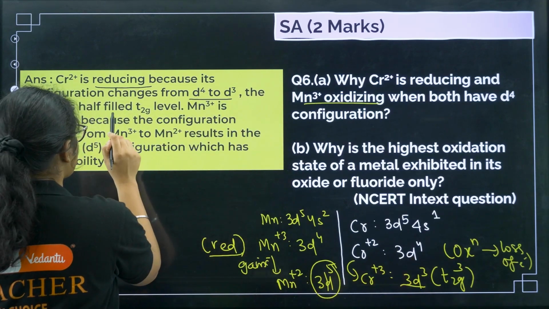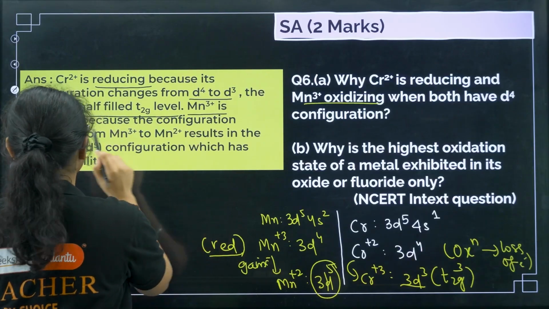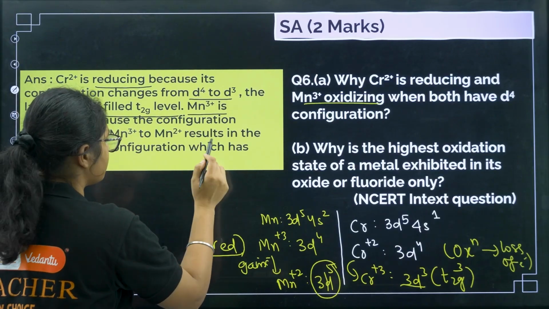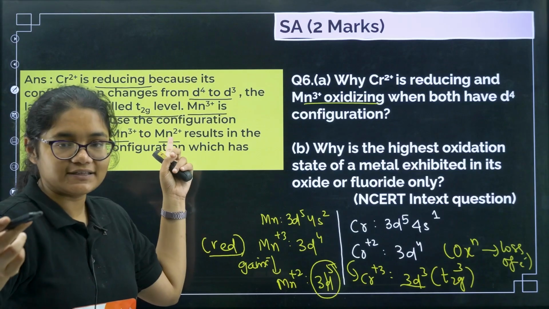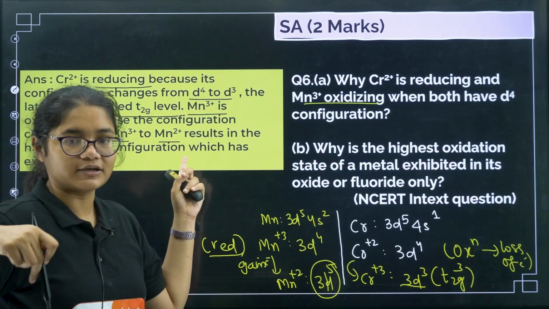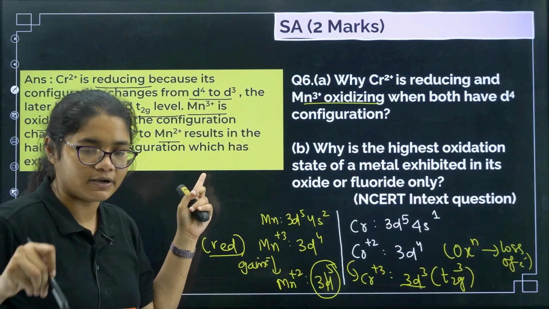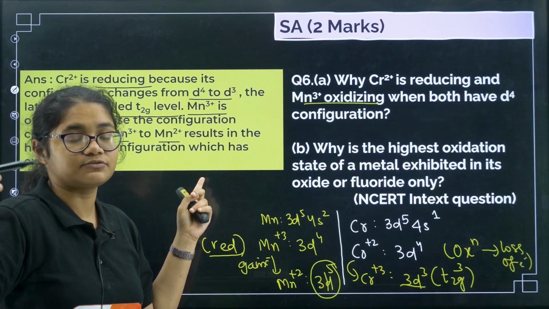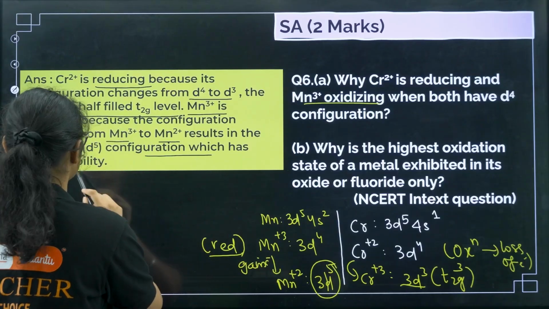The latter has a half-filled t2g level. Now similarly, Mn3+ is oxidizing because the configuration changes from Mn+3 to +2. If it is oxidizing, itself it will undergo reduction. Reduction means gain of electrons. Mn+3 plus 1 electron gives Mn2+, configuration changes from d4 to d5, which is a half-filled configuration with extra stability.